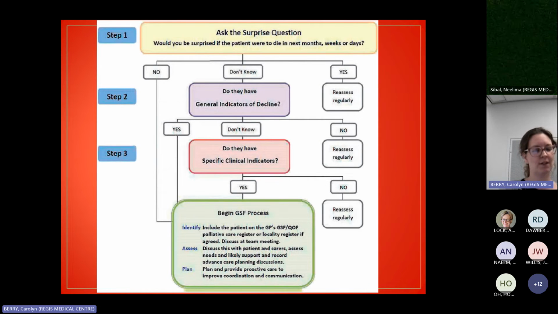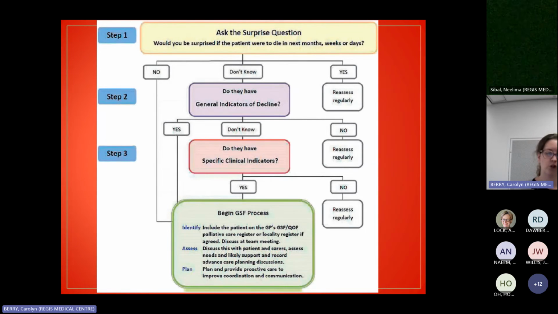The Gold Standards Framework does ask the surprise question at the beginning. That's where it's different to the others. And the question is, would you be surprised if the patient was to die in the next months, weeks or days? So would you be surprised if the patient was to die over the next 12 months? Because if not, obviously, we should be thinking about palliative care.